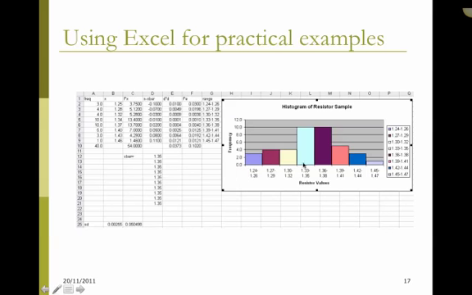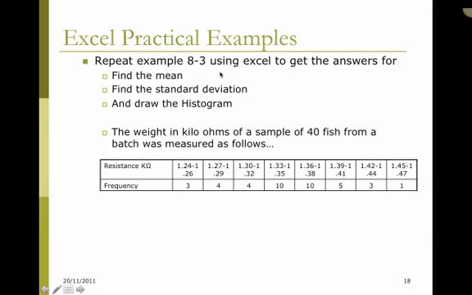Histogram, another type of chart, good for showing data where you have classes like this, a frequency distribution. This time repeat example 8.3 using Excel to get the answers to the mean, standard deviation, and draw the histogram.